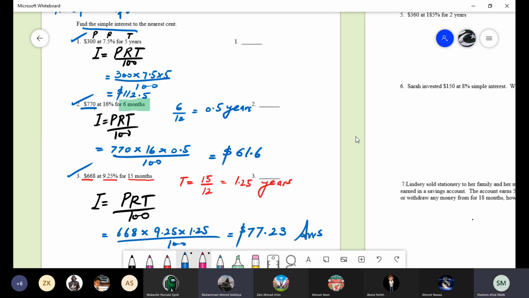Boys, are you solving the worksheet with me, or are you just looking at the screen? I'm asking everyone: are you solving the worksheet with me? Yes, ma'am. Same answer? Yes. Can we move to the next question?